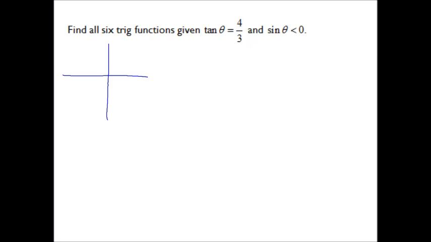We have a tangent of theta, which is 4/3. That's a positive number. So the angle has to lie somewhere either in the first quadrant or in the third. That's where tangent values are positive.